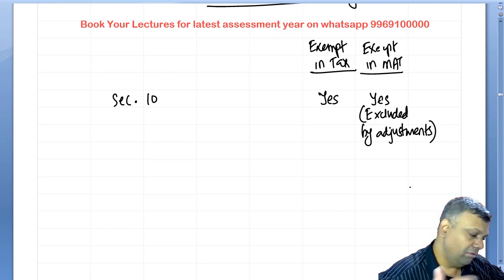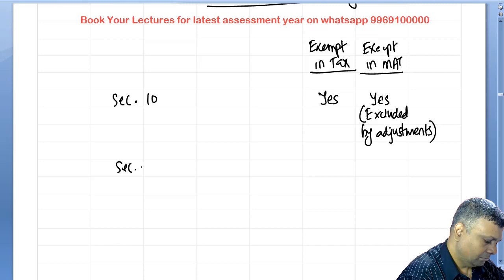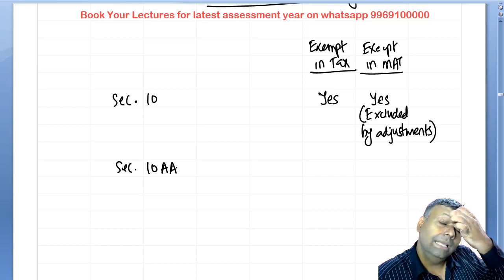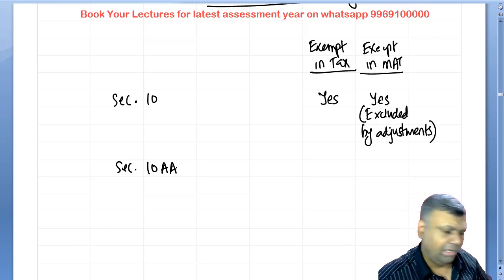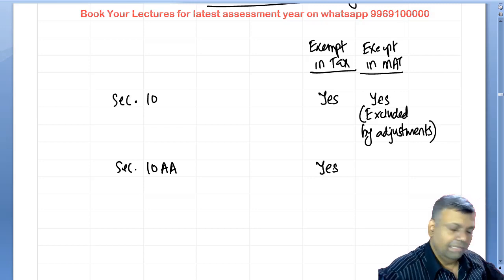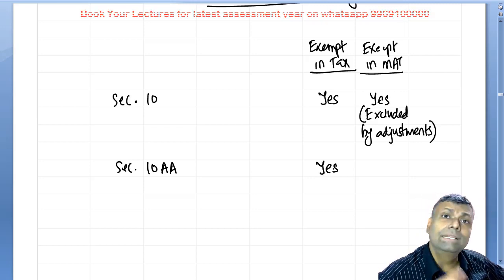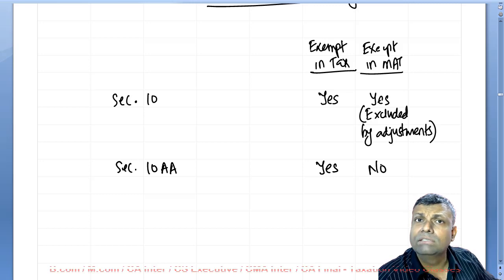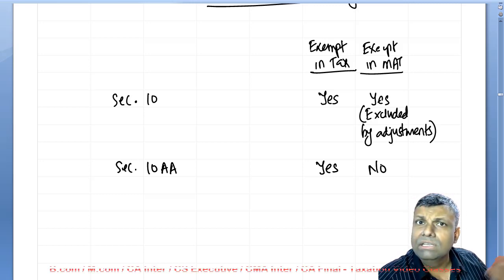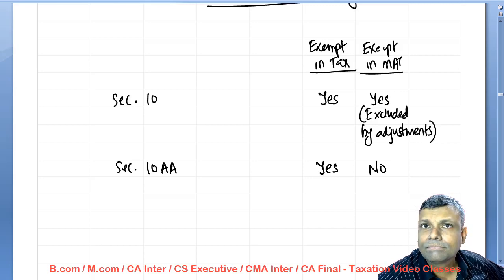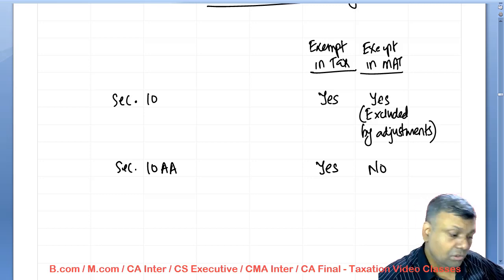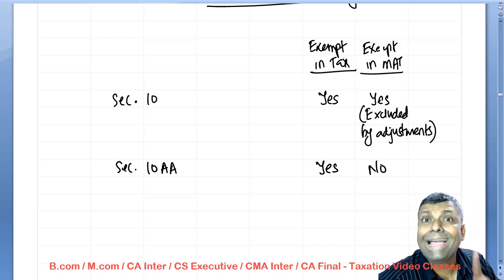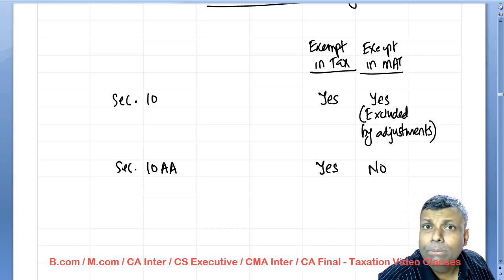So something more I will write now. See, for example, section 10AA. Just an illustrative thing. Is it exempt in tax? Yes, there is some exemption because section 10 is all about exemption. Yes, it is exempt in tax. But is it exempt in MAT? No. Because there are no adjustments with respect to section 10AA type incomes. That means by default everything is included in our book profits. So under the MAT provisions, only section 10 incomes are given the benefit of exclusions via adjustments. But section 10AA type is not given.